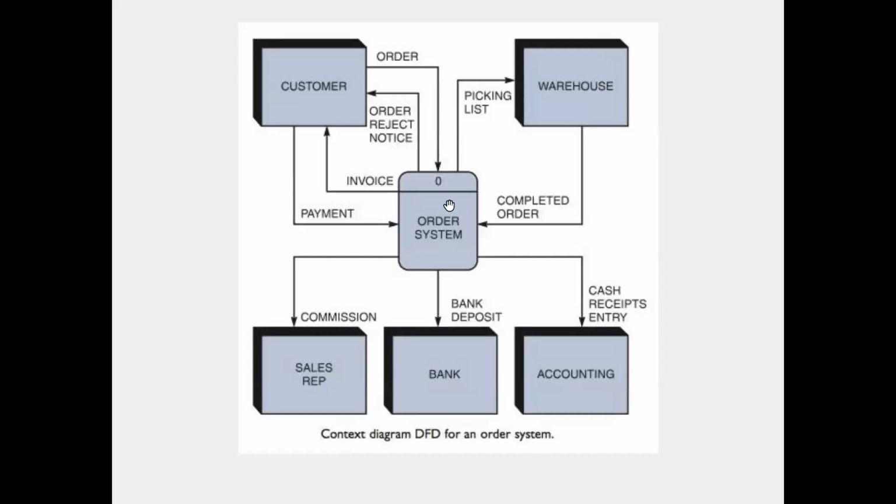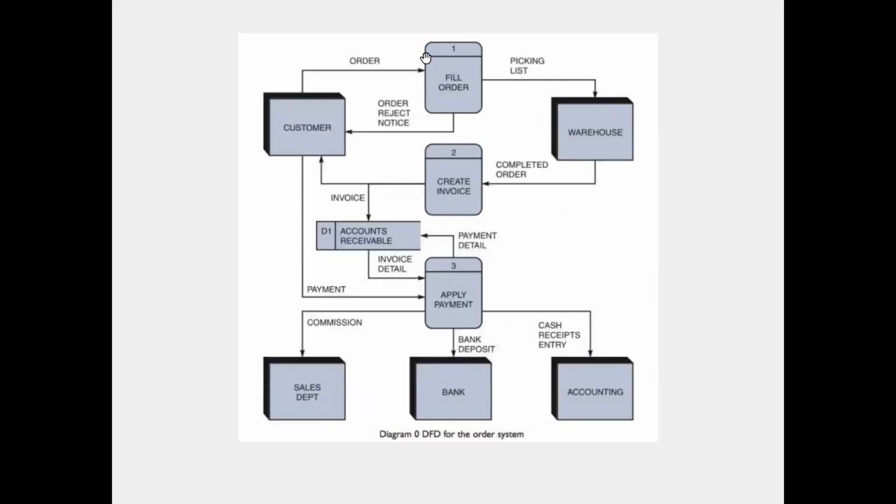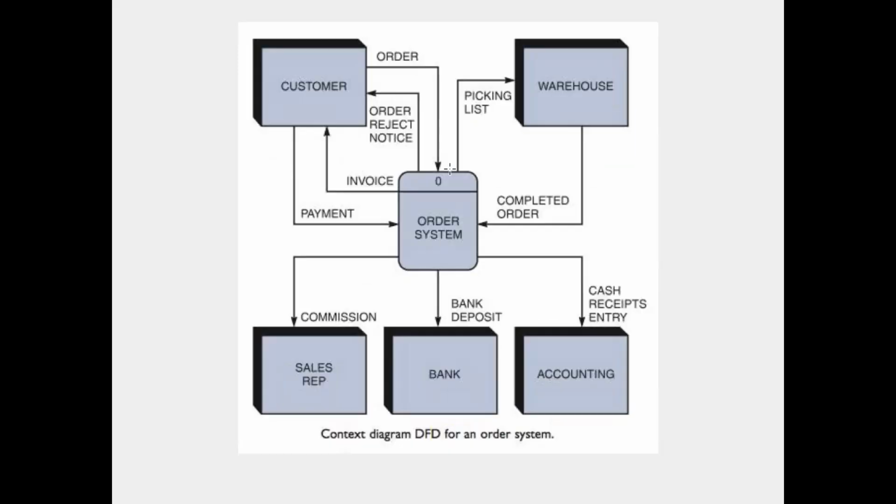Similarly, let's look at our order system. This is the context diagram, and these are the entities. When you say the order system, you can go into details about this order system. You will get orders, you can reject them if you want, or else you can send the invoice, and then you can get the payment. Similarly, the order system can pick items from the data warehouse, and you can complete the order. And then finally, there will be a commission, the bank deposit, and cash receipt.